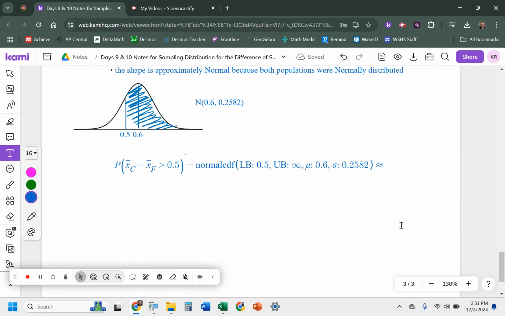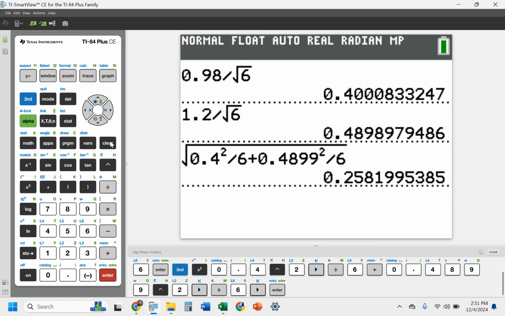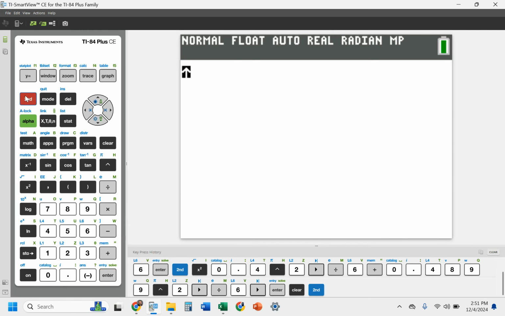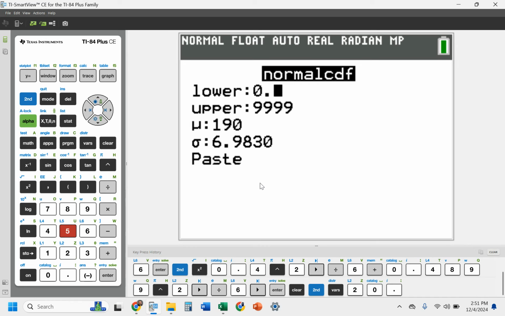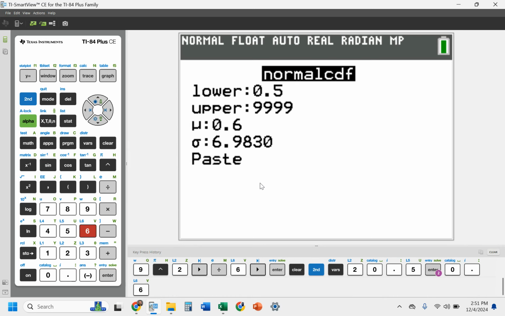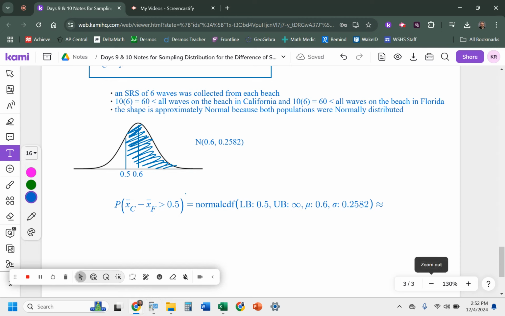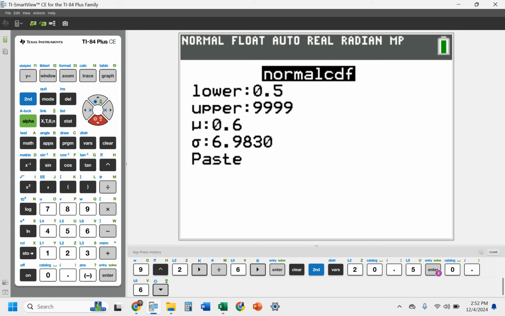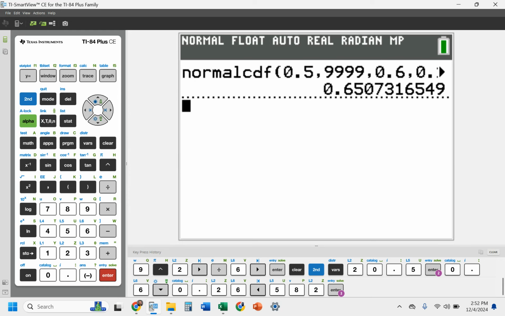All right, so let's do that right now. So I've got that normal CDF in there. We're going to go ahead and enter it in our calculator. So I'm going to do normal CDF, that's number 2. We are setting 0.5 as my lower bound, setting my upper bound to several nines. My mean was 0.6, and our standard deviation again was 0.2582. And here's our probability.